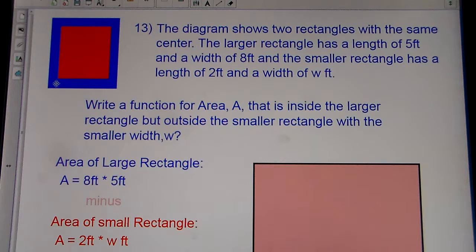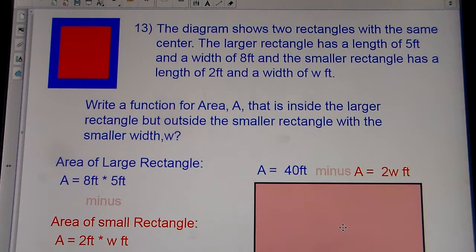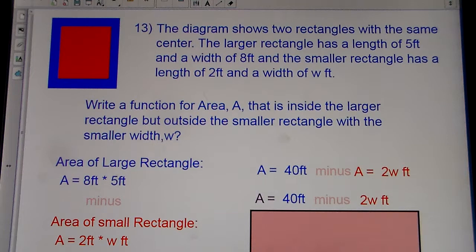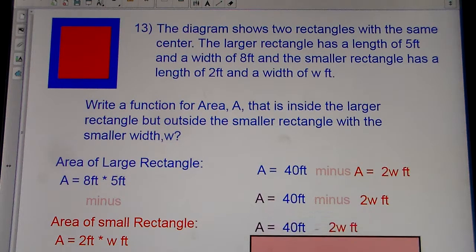The blue looks almost like a picture frame, similar to a donut. Find that blue area. So we find the area of the big blue box, we subtract the area of the red box, and that will get us the area of this blue picture frame. 5 times 8 is 40, and the area of the small is 2 times w. 40 minus 2w.